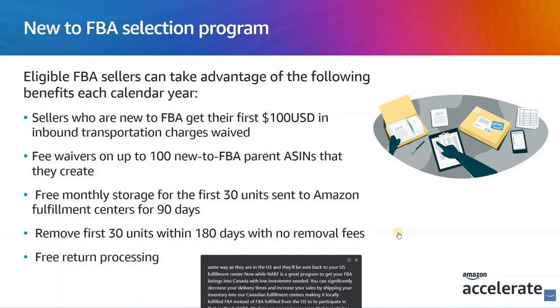Eligible FBA sellers can take advantage of the following benefits each calendar year. If you're new to FBA, you get your first $100 in inbound transportation charges waived. You get fee waivers on up to 100 new to FBA parent ASINs that you create. Free monthly storage for the first 30 units sent to Amazon fulfillment centers for 90 days. No removal fees on the first 30 units removed within 180 days, and free return processing.